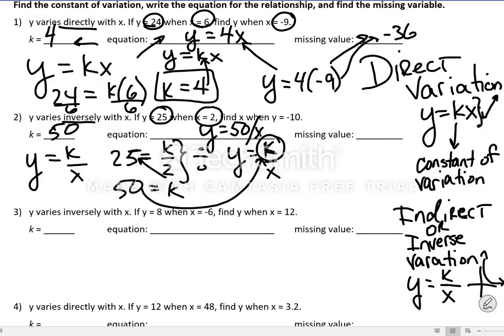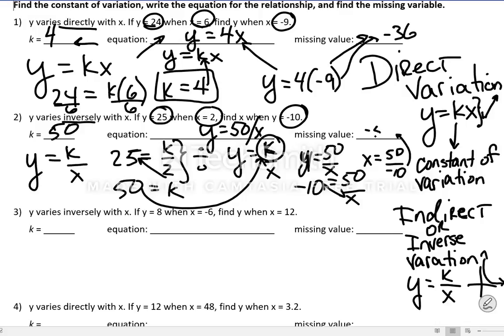And then for the missing value, I'm going to use the equation I just wrote. So y equals 50 over x. What do I have? Well, I have the -10. So -10 is in for y, equal to 50 over x. And remember, this is a proportion, so I can use cross multiplication, multiply diagonally and then solve your equation. Or, since it's a proportion, I can switch the values diagonally. So it's really x equals 50 over negative 10, which is negative 5.